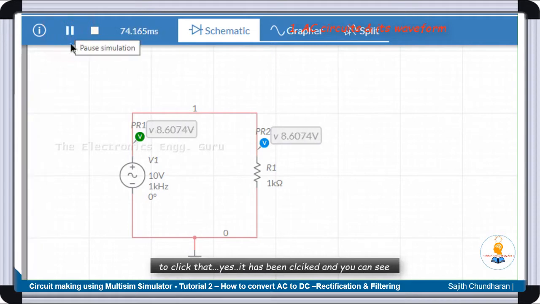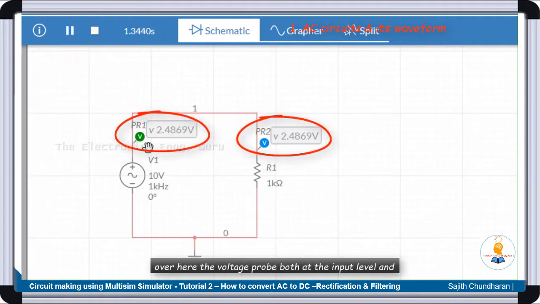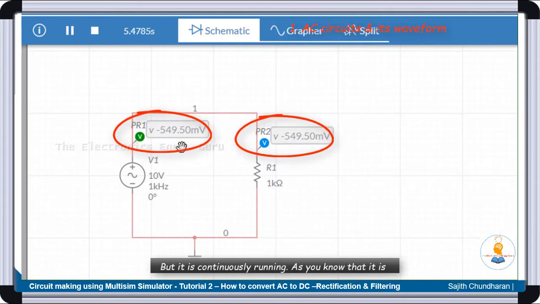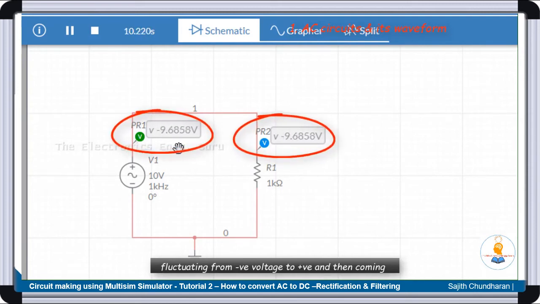Yes, there you are. It has been clicked and you can see over here the voltage probe, both at the input level and the output level. The voltage is getting displayed, but it is continuously running. As you know, it's an AC source, so the voltage will be fluctuating from negative voltage to positive and then coming back to negative, and it goes on continuously.